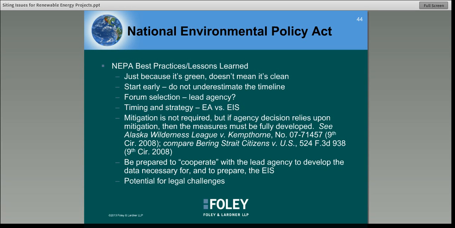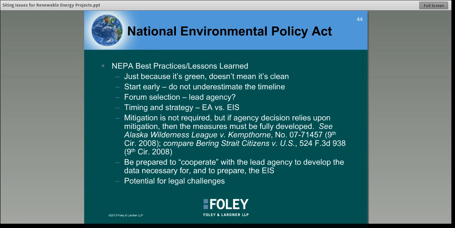Basically, what this means is that an agency can't say in its preferred alternative, well, this could possibly be an issue, but if it is, we will require mitigation of some sort. If the agency is going to say that it's going to require mitigation of some sort, then it has to be fully fleshed out in the text of the EIS.